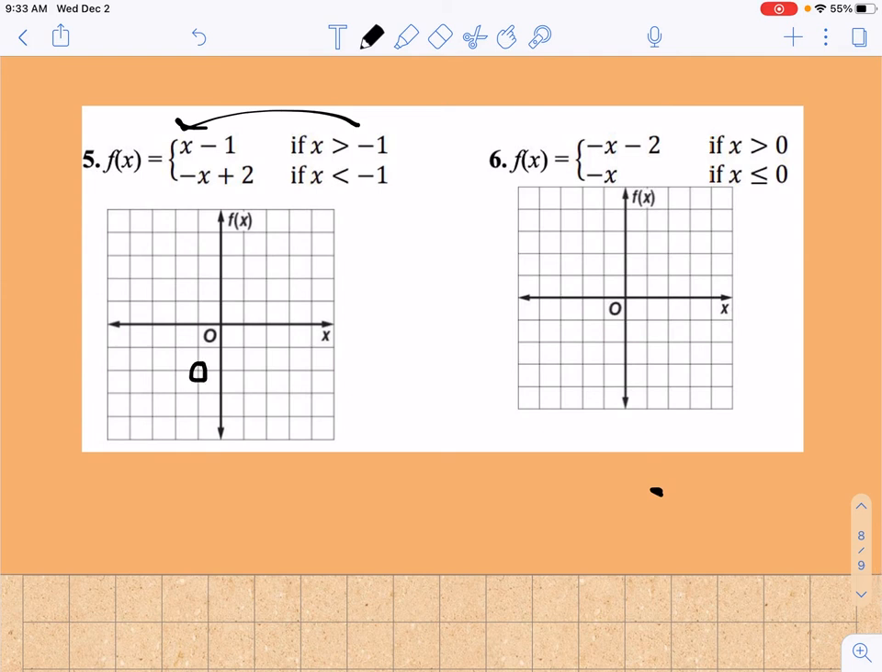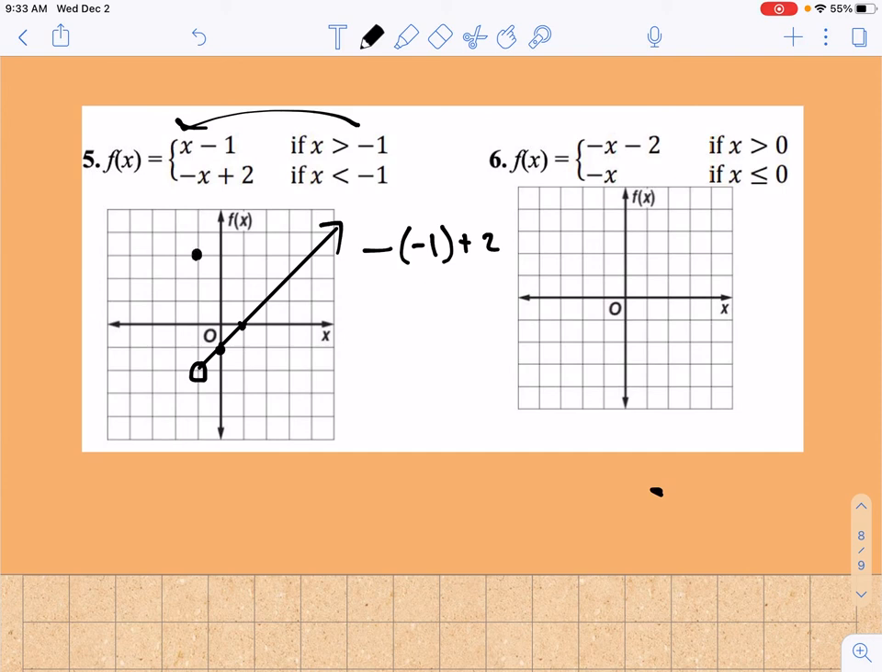Now if I put 0 in, I get -1. If I put 1 in, I get 0. So I get a line that's going up in this direction. Put your arrow on it. Now, for anything that's less than -1, but again, it doesn't include the point -1, all right? If I put -1 into this, it's going to give me a value of 3 because you have -1 plus 2, right? So I will go up and I will go to (-1, 3).